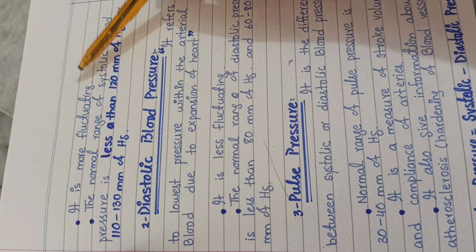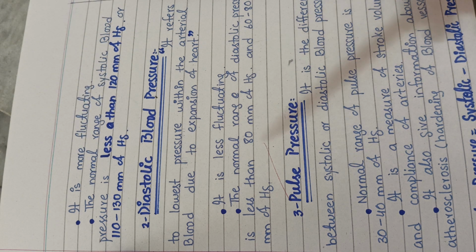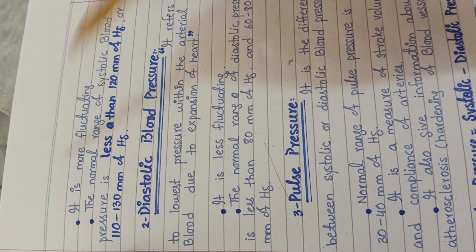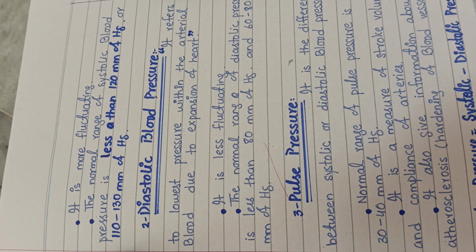Your systolic blood pressure is more fluctuating and constantly changes because of the heart action, and the range of it is from 110 to 130. But the normal value is 120.